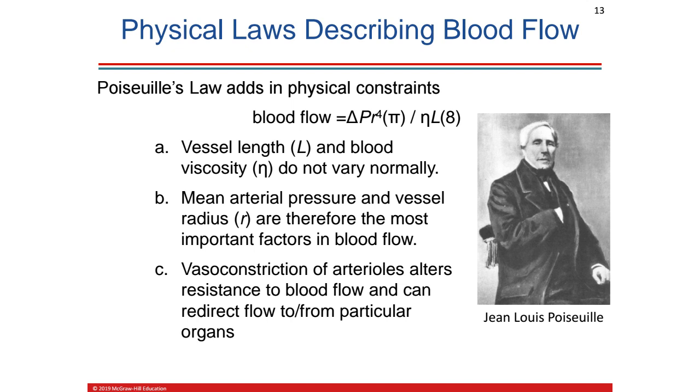So when we have vasoconstriction of arterioles, that's going to decrease the radius, and therefore that will increase the resistance to blood flow, and the blood flow will go down. Conversely, you could have a dilation of an arteriole due to the smooth muscle relaxing. That would increase the radius of the arteriole, and that would increase blood flow. And so it's through a pattern of vasoconstriction and vasodilation that our body is able to direct blood flow to different organs at different times.